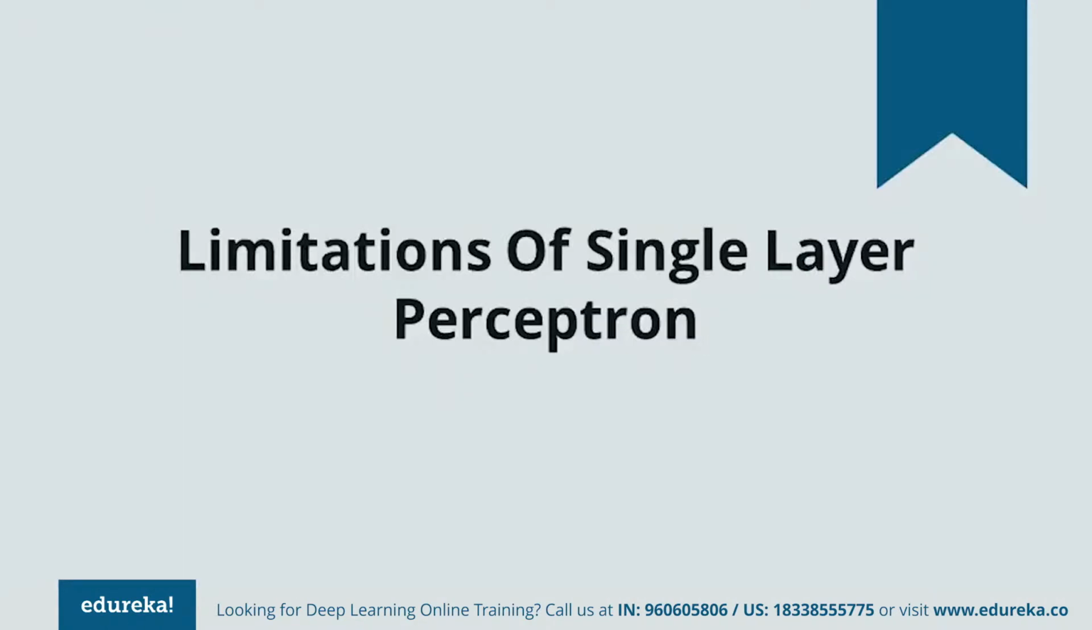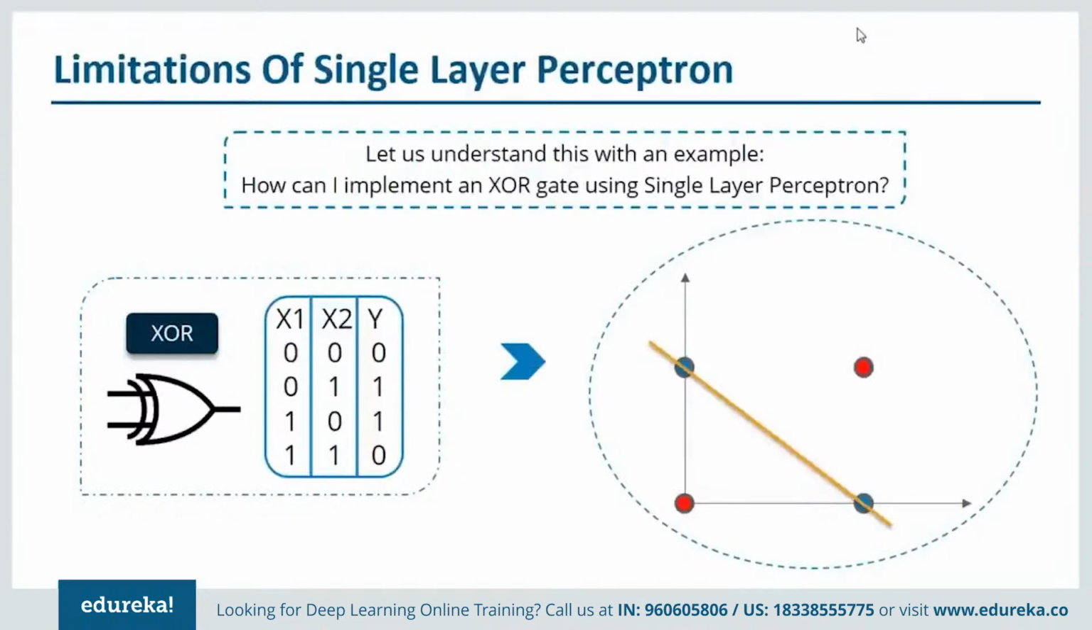So now there are certain limitations of single layer perceptron. Let us understand that with an example: how can we implement an XOR gate using a single layer perceptron? Let us see if we can do that or not. We have an XOR gate here, and this is the truth table. According to this truth table, if any one of the inputs is high, then the output is high. If both the inputs are low, the output is low. And if both the inputs are high, the output is low. So how can you classify the high and the low outputs with a single line?